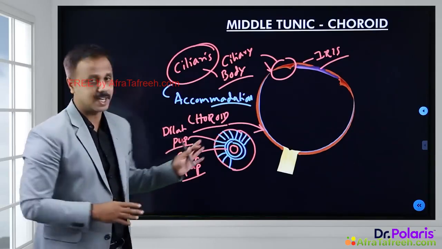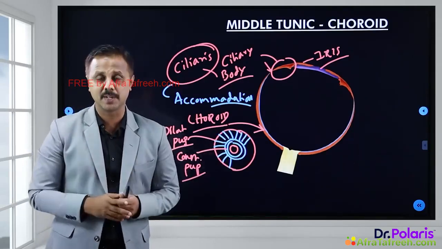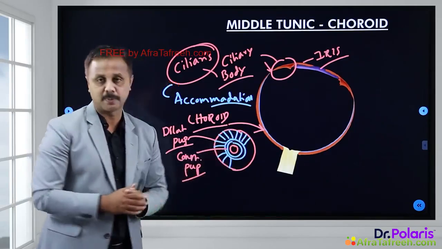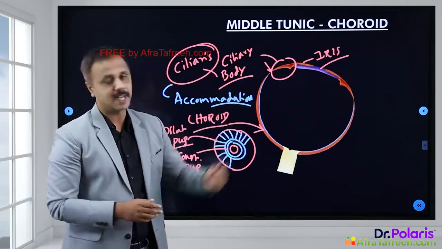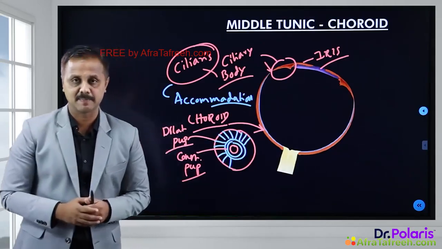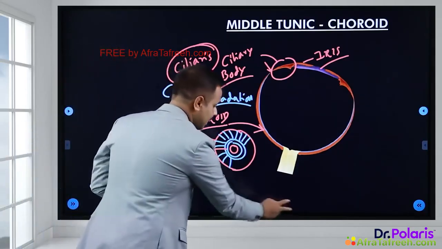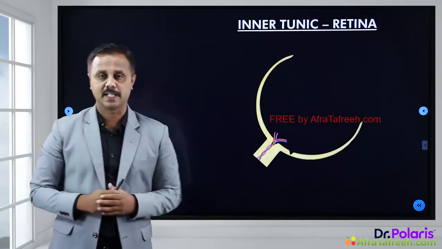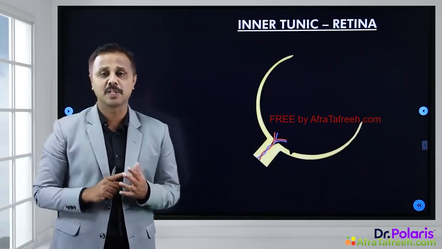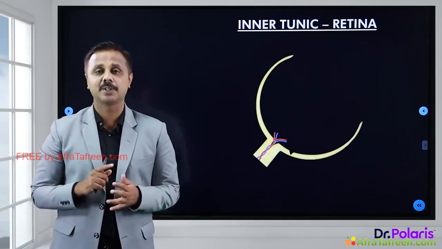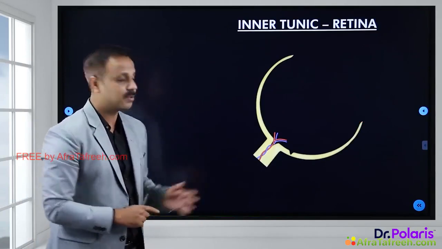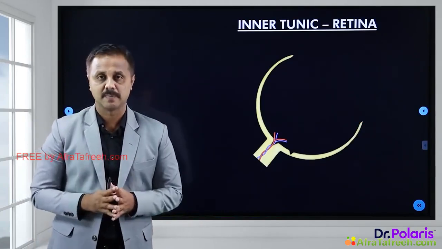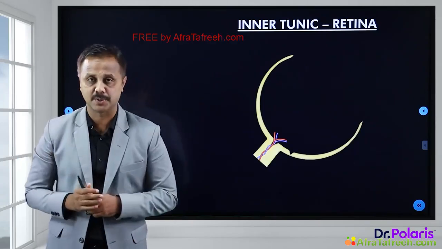This is regarding the anatomy of the middle tunic, including the choroid, which is the posterior part, the ciliary body and the iris, which are present anteriorly. Once we have learned this, the innermost tunic of the eyeball is formed by the retina. If the outermost tunic was fibrous, then the middle tunic was vascular. The innermost tunic is neural. It is composed of neural tissue.